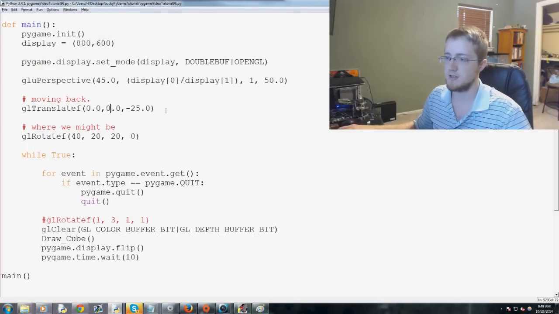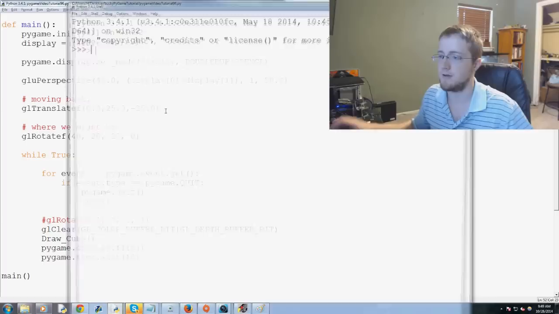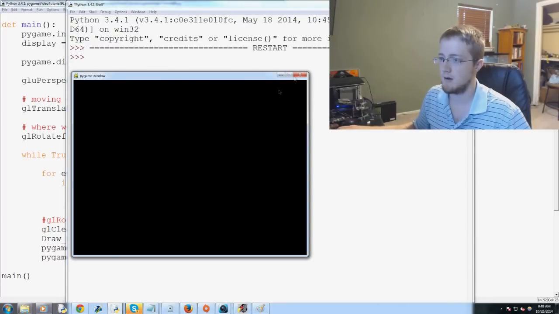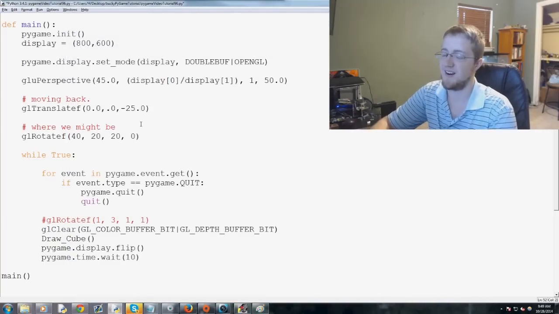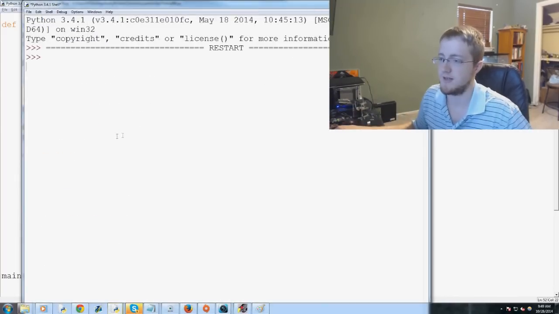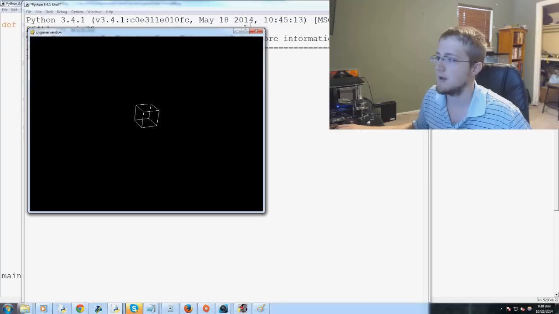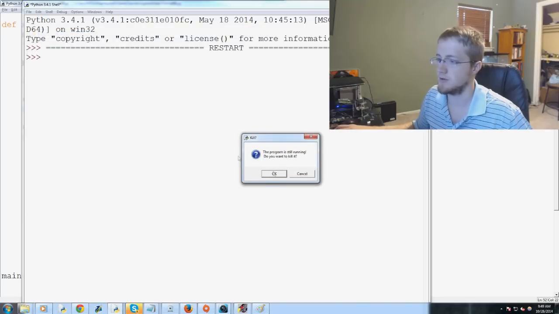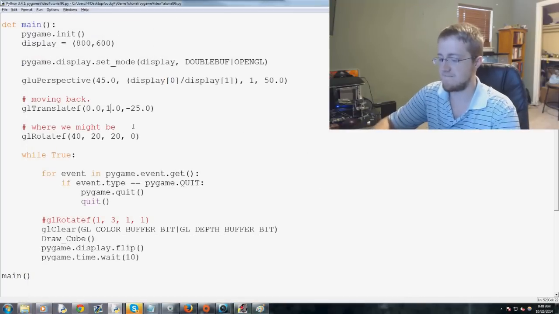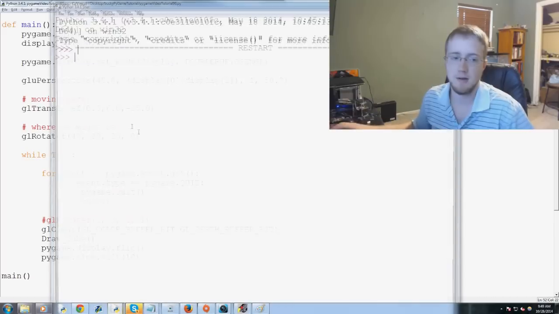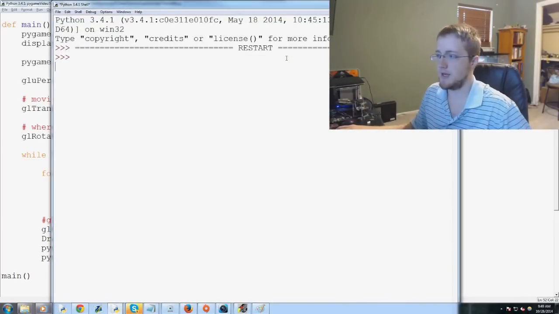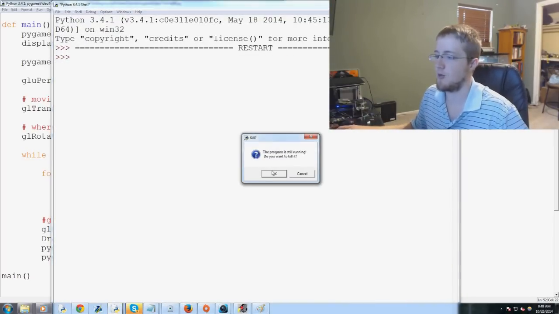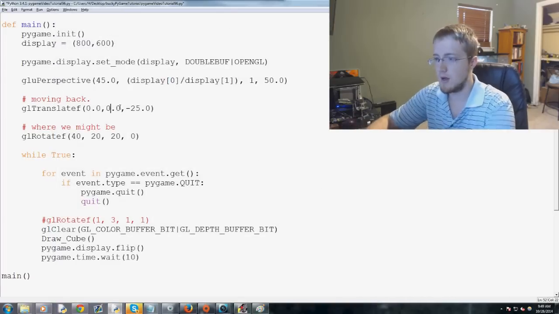So this is your X, this is your Y. So we can do 25 on the Y. It's just gone. Let's do 1 on the Y then. Let's just try that, see where it is. Right. So now let's do 6. See, so it's moved up quite a bit. So it's basically where are we in relation to the cube.